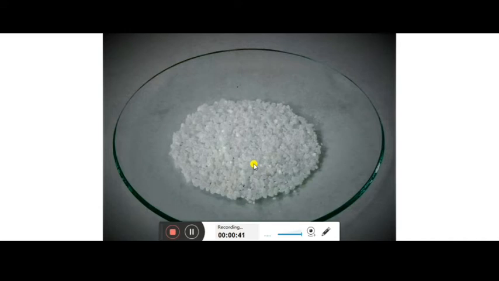You should keep in mind that the watch glass is only for observation purposes, not for heating purposes, because it is very delicate and can break very easily.